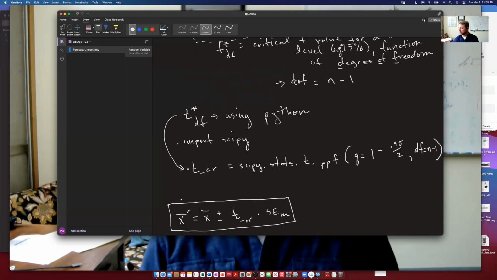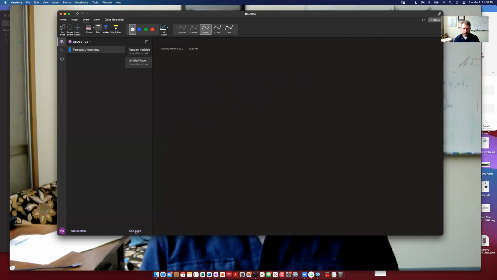Okay, so that's the standard error of the mean. And the basic idea is that we don't know what the true mean is. We get a sample mean, and so we want to figure out how uncertain we are on the real population mean. So now let's talk about model forecast error.